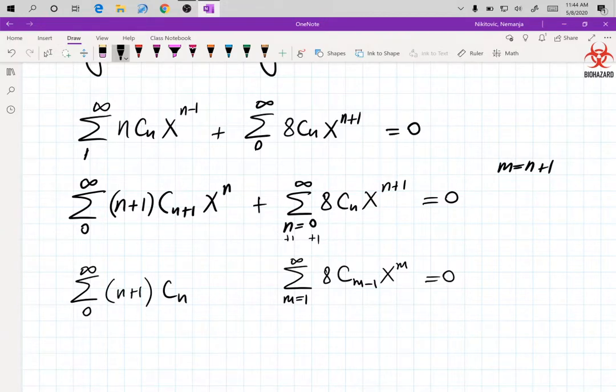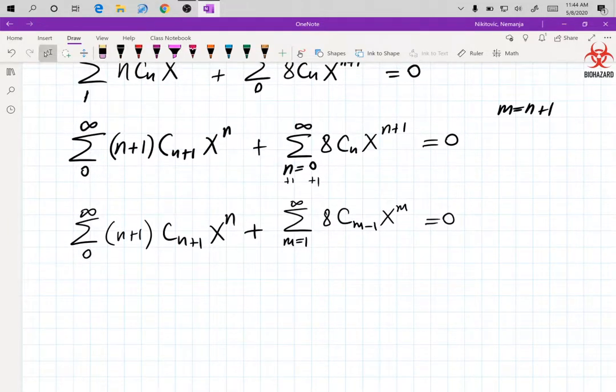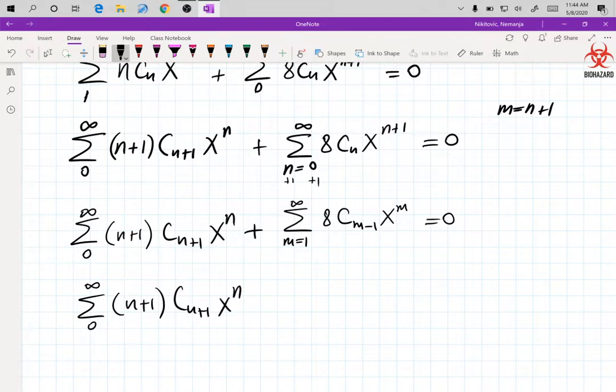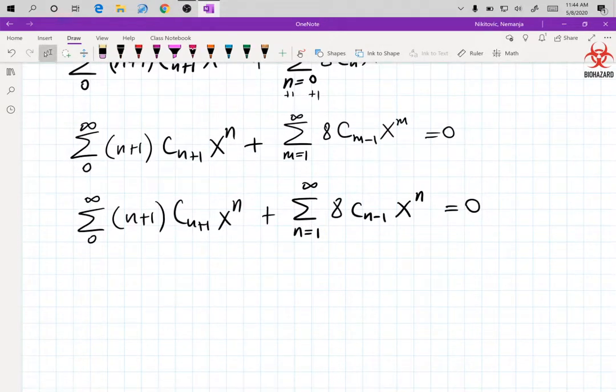Because you can shift forward or backward, right? Depends on which one you need. Rename these to n's. So 0 to infinity, (n+1) c_{n+1} x^n, plus summation n equals 1 to infinity 8 c_{n-1} x^n equal to 0. Now, I have my x's with the power matched, but I don't have these guys matched, which means I have to peel one term in the first one.